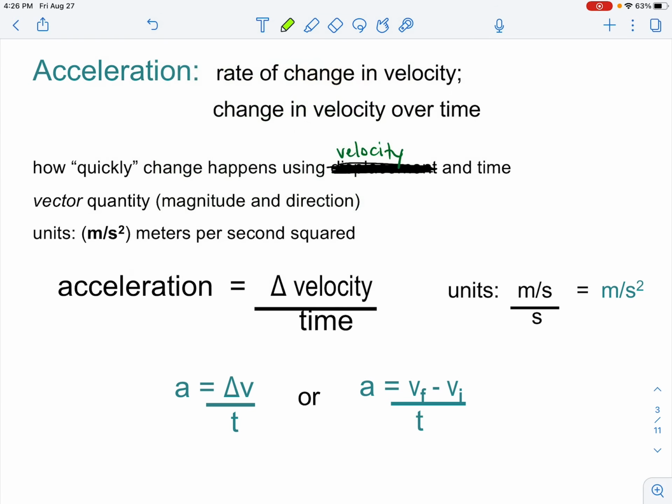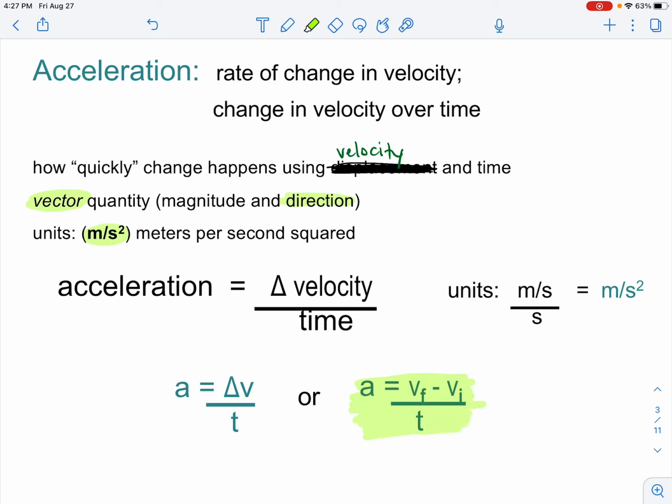Acceleration is a vector quantity. So it is going to be able to be illustrated using arrows. It has magnitude and direction. That's what it means to be a vector. And as I stated before, the units are meters per second squared. So here is our explanation of acceleration's equation in words. But this is the formula that I want you to be most comfortable with.